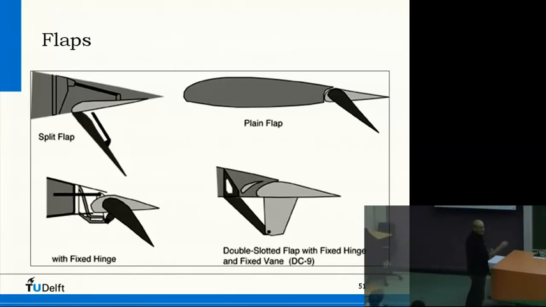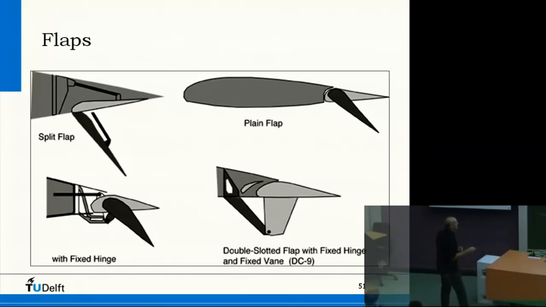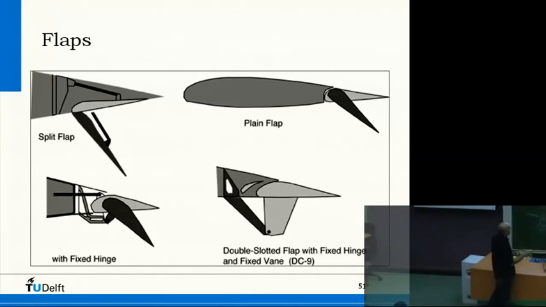Here you see slots between the flaps, which also has an advantage. Several types of flaps here: the split flap, where the upper surface stays constant and this just comes out of the lower surface. You have a plain flap, like we discussed on the previous slide. We have one with a fixed hinge somewhere here, and then a double slotted flap with a fixed hinge. When you deploy it, then here is a slot and there is a slot.